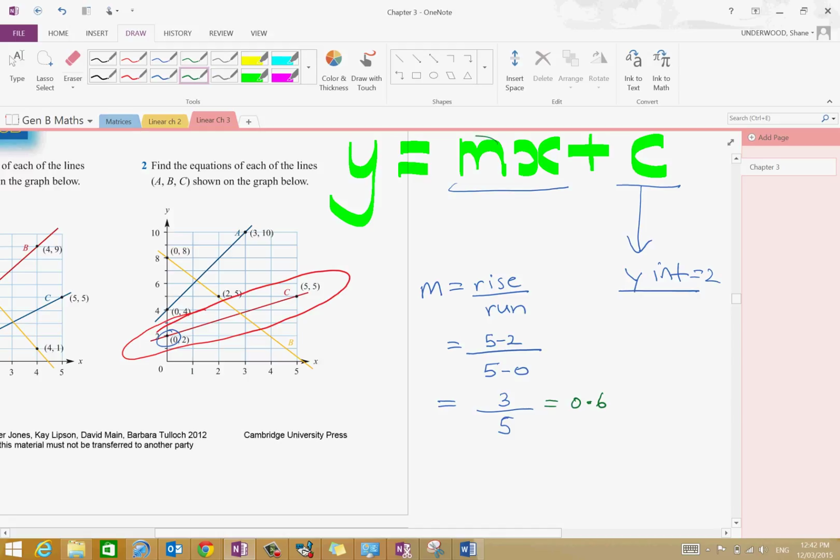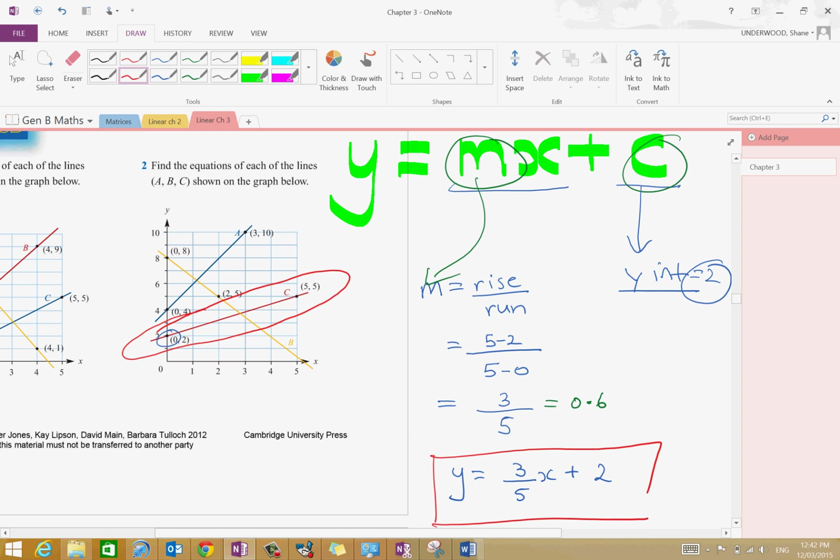Now, we found what m is, and we now know what c is. So to state the equation, it's pretty easy. y equals 3/5 x plus 2. And we have now found our equation. Is that okay with you guys?